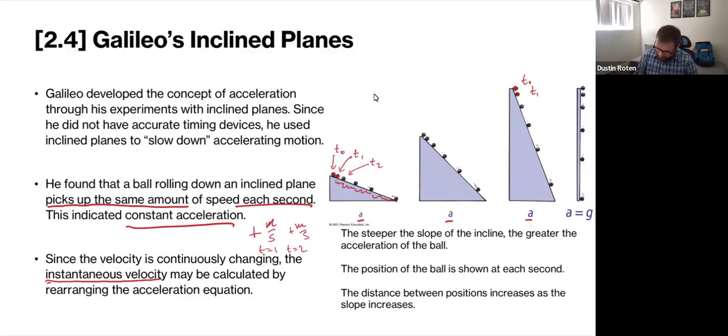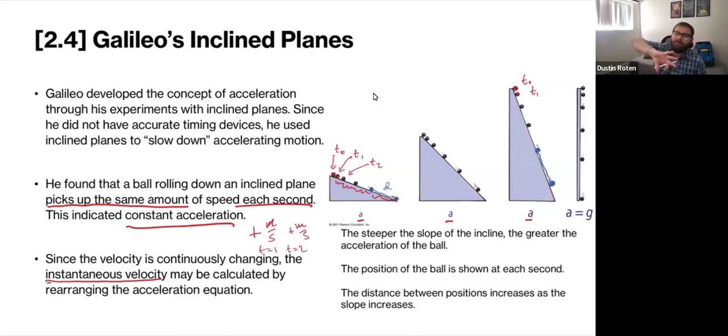So you can see if we wanted to compare, like on a smaller incline plane, T0, 1, 2, 3. So between like T4, T5 here, this distance is not as large as this distance. Same time interval, just a steeper incline.